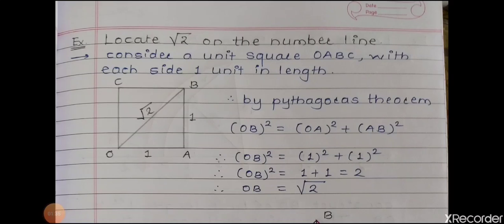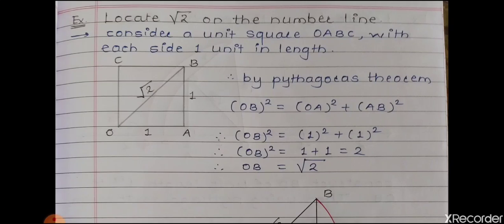So first example, locate square root of 2 on the number line. We know that square root of 2 is an irrational number, so we have to locate square root of 2 on the number line. First, consider a unit square OABC with each side 1 unit in length. So here OABC is a square having length 1 unit. So here OA is equal to 1 and AB is equal to 1.